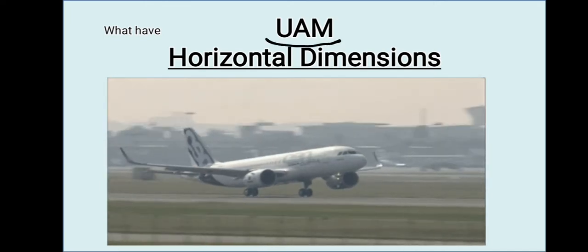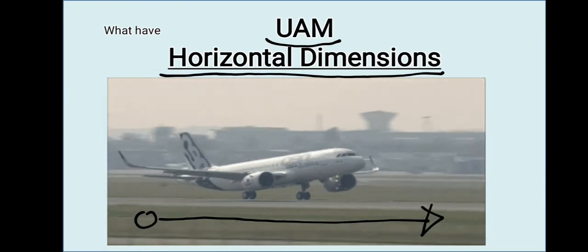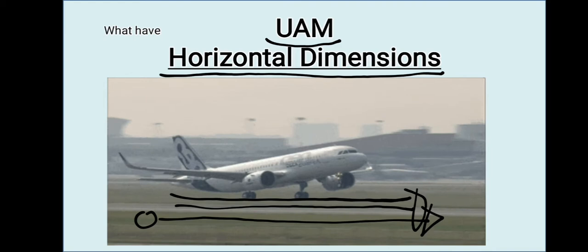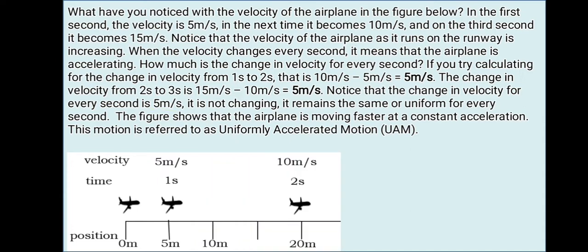The first lesson about UAM that we are going to study is about horizontal dimensions. These are the moving objects that move horizontally, just like an airplane that is preparing for takeoff. So here, an airplane from rest prepares to take off, then it travels 5 meters per second in 1 second, and then it travels 10 meters per second in 2 seconds. So it is increasing, and therefore it becomes faster and faster.